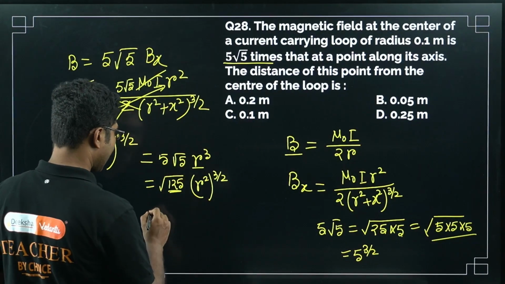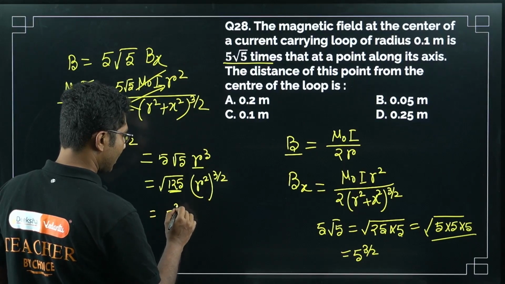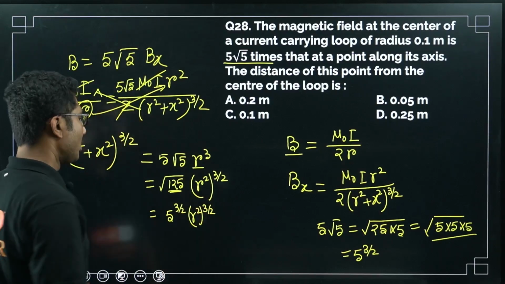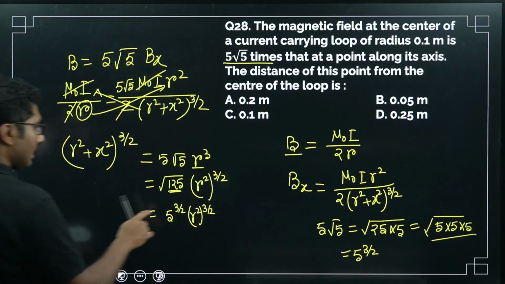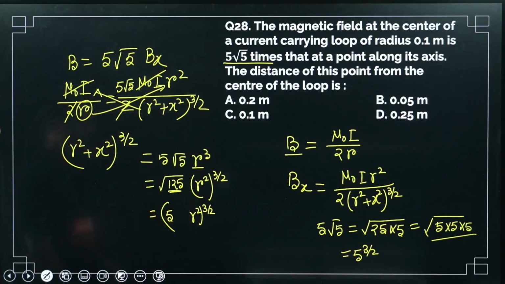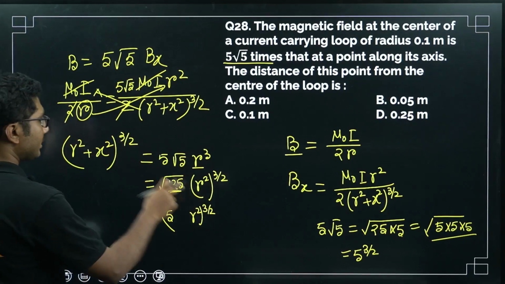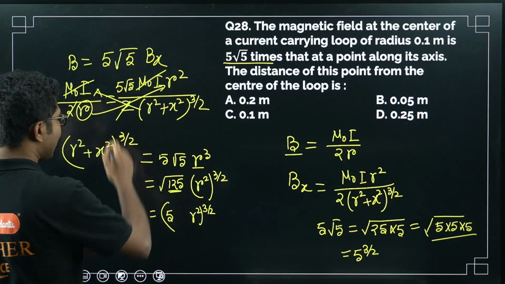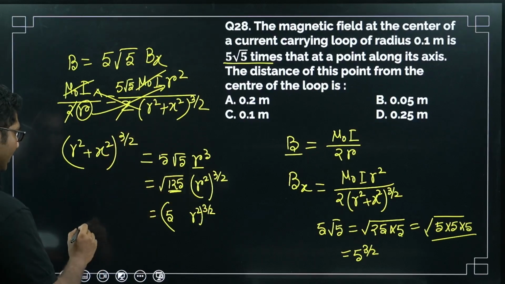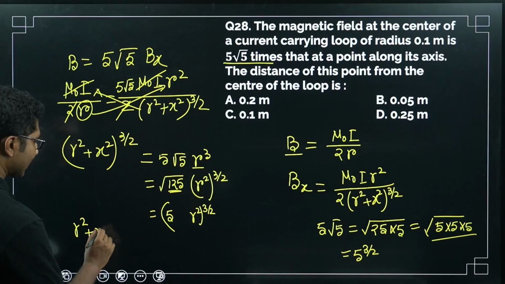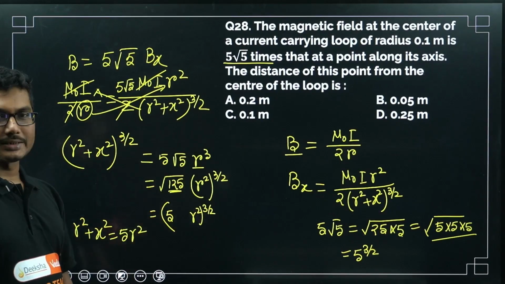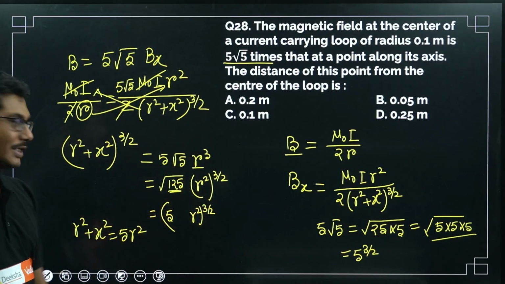So this can be written as 5 to the power 3 by 2, r square to the power 3 by 2. Or we can simply take the 3 by 2 power common, and I can just write 5 r square to the power 3 by 2. Now both sides have this 3 by 2, so we can take the appropriate roots and cancel these 3 by 2. So we can write this as r square plus x square equals 5 r square. So these 3 by 2's are cancelled now because both sides have the same power, right?